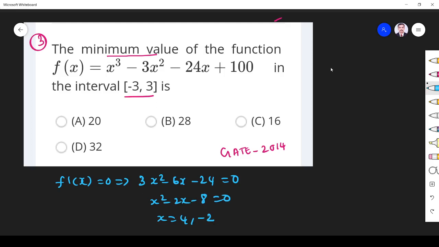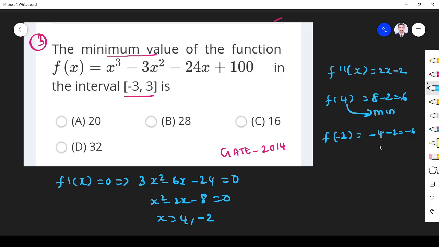Next, we don't know which is giving maximum, so for that we have to find f double dash of x. That will give 2x minus 2, right? So substitute x is equal to 4, it will give 8 minus 2, 6, greater than 0, positive. So it is minima. So x is equal to 4 gives minima. x is equal to minus 2 we substitute, minus 4 minus 2, minus 6. It is less than 0, so it gives maxima. What is the question? They ask minimum value. So we can neglect minus 2.